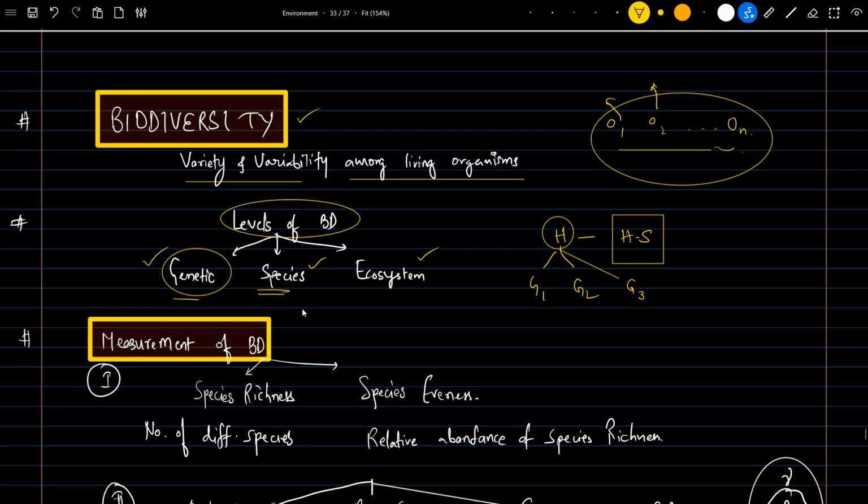Next is species biodiversity. It means there is variation in species: species 1, species 2, like tiger is one species, deer is another species. This is known as species biodiversity. Next is ecosystem biodiversity. As we discussed earlier, a terrestrial ecosystem is one kind and an aquatic ecosystem is another kind. These different ecosystems are known as ecosystem biodiversity.